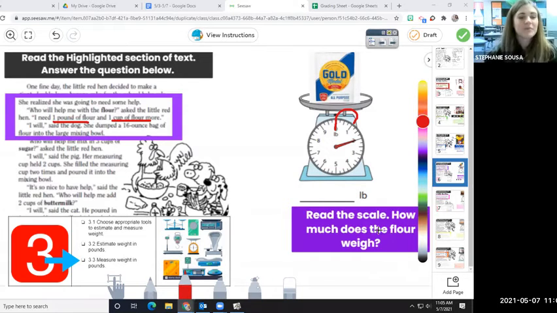All right, here we go. Scale. We start at 0. We're going to move around until we get to the needle, just like we would on a clock. 0 pounds, 1 pound, 2 pounds. So this is a 2-pound bag. It is that simple, ladies and gentlemen. So this will be more than enough flour because she needs 1 pound and 1 cup.